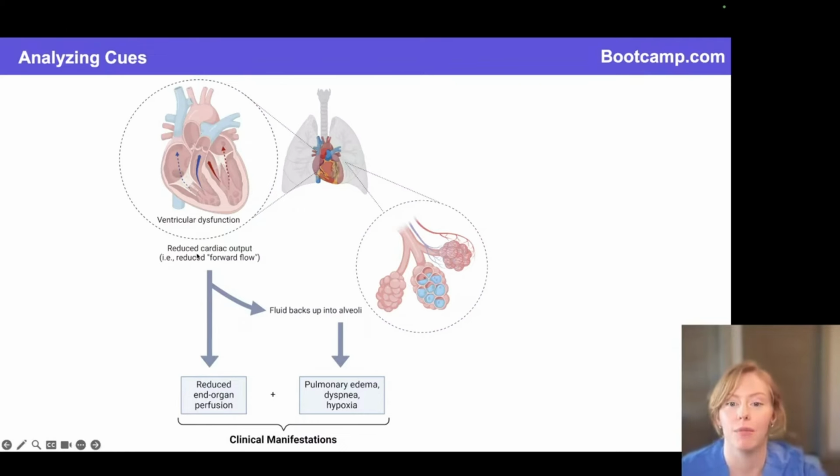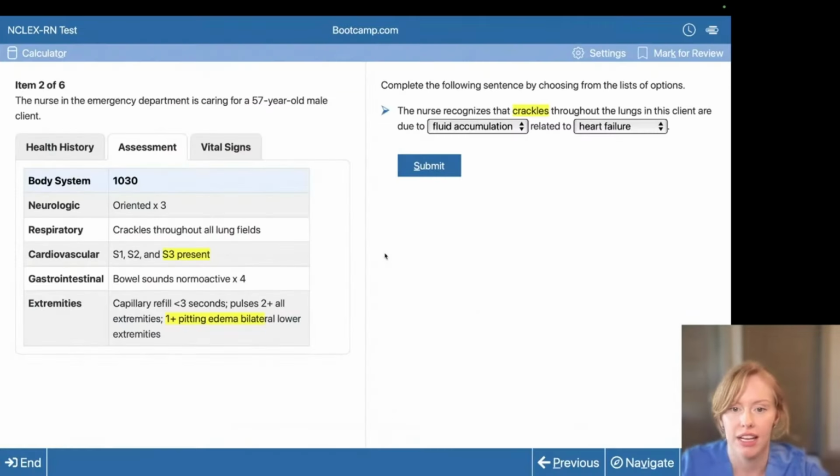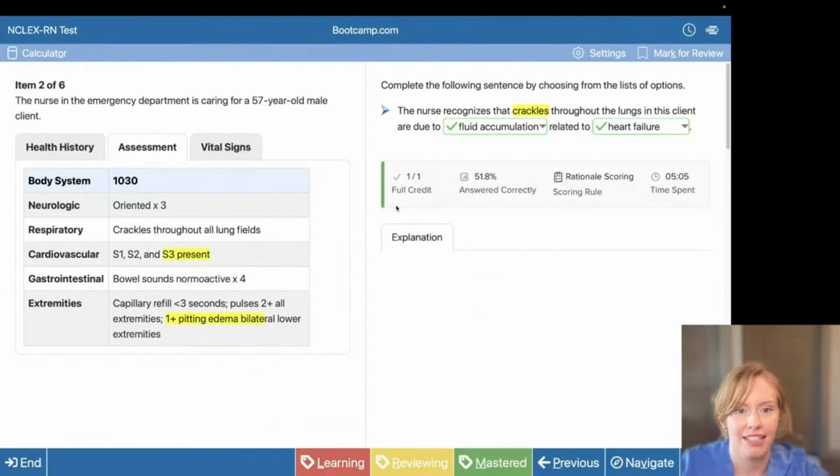Because blood can't move forward well enough, your organs get less blood flow, and that blood instead backs up into the alveoli. This is what pulmonary edema is: fluid that's literally obstructing the ability to get oxygen in and carbon dioxide out. So that could definitely create crackles. And so we'll answer that, and we're correct.